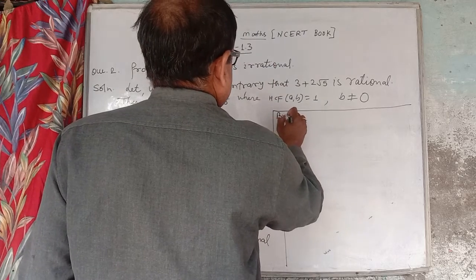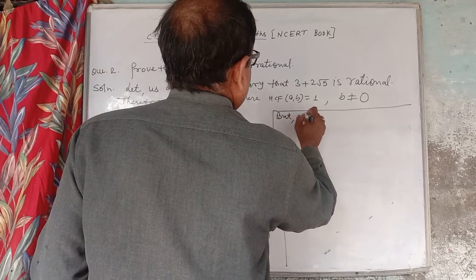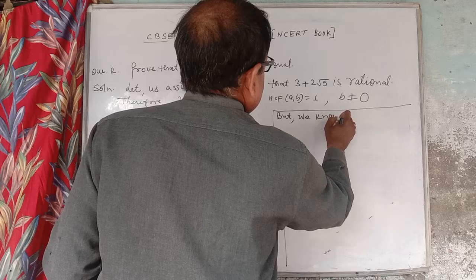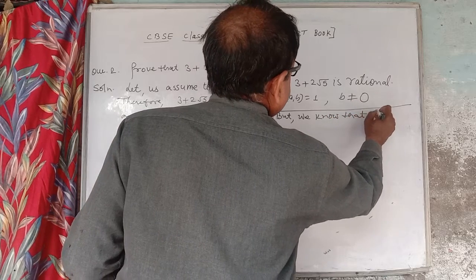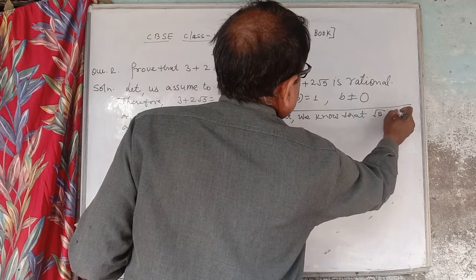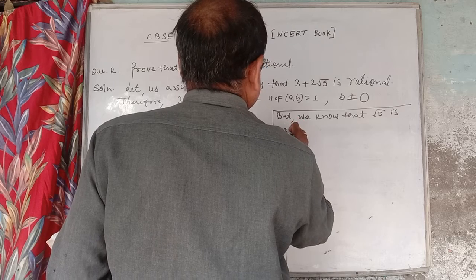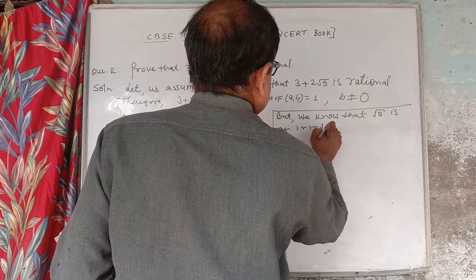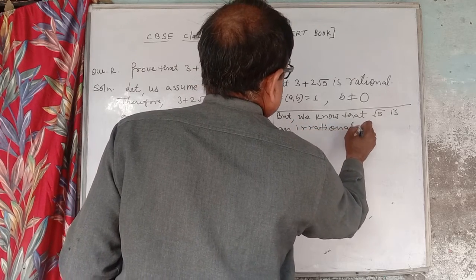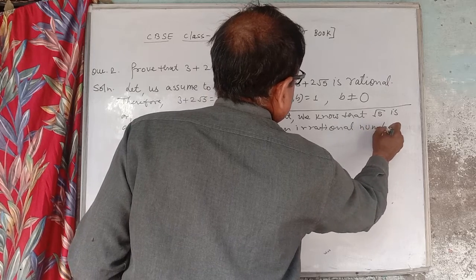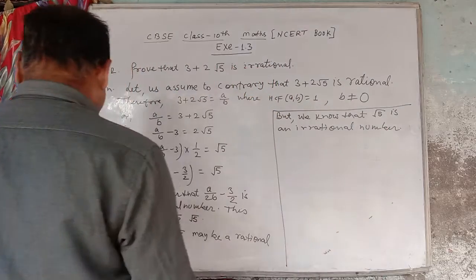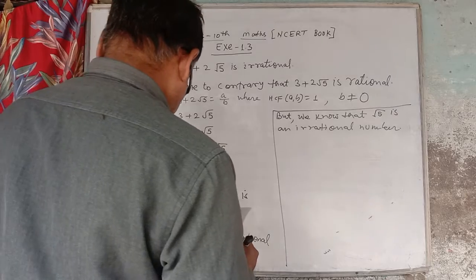But we know that root 5 is an irrational number.